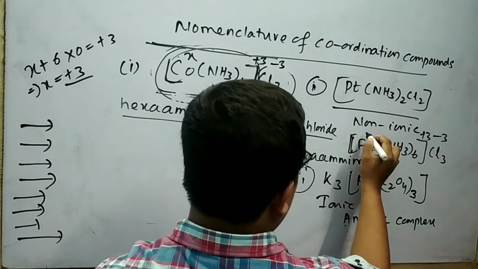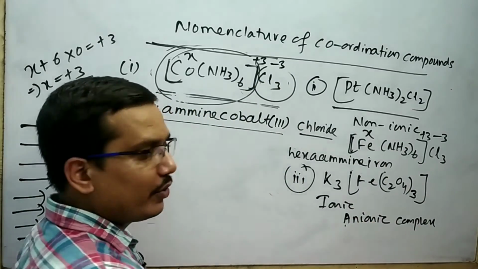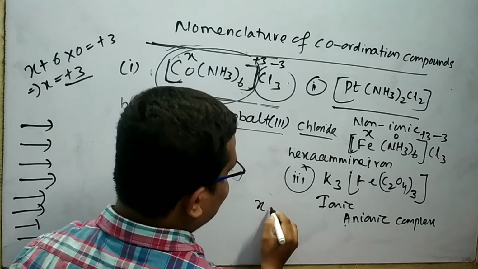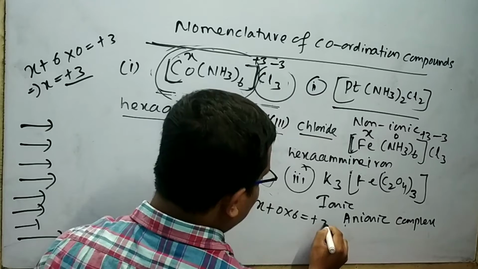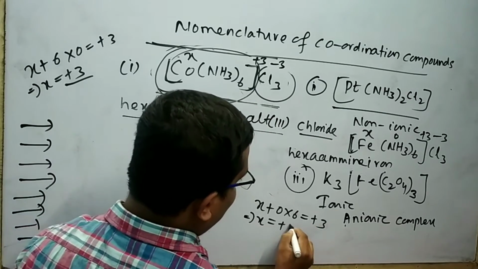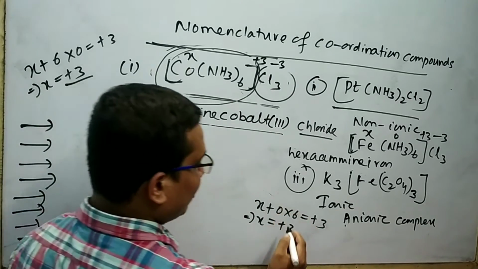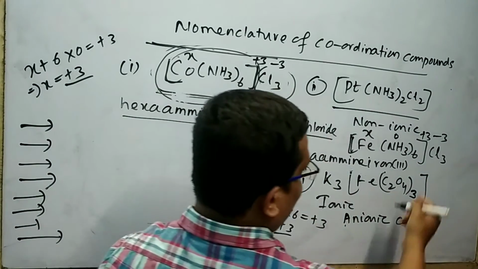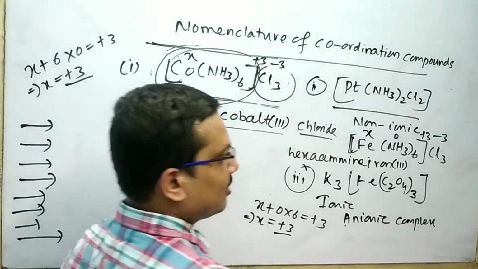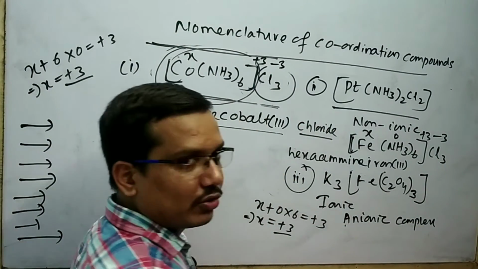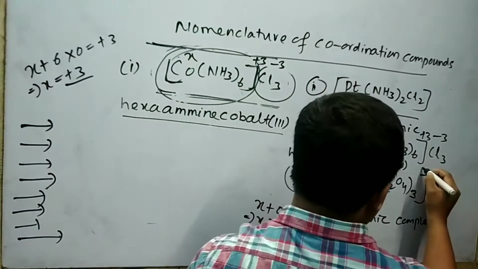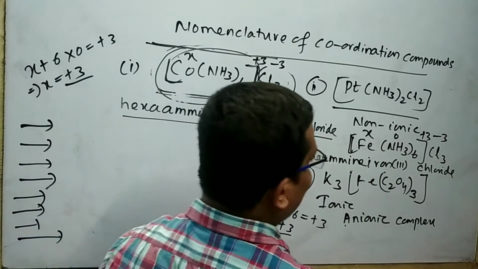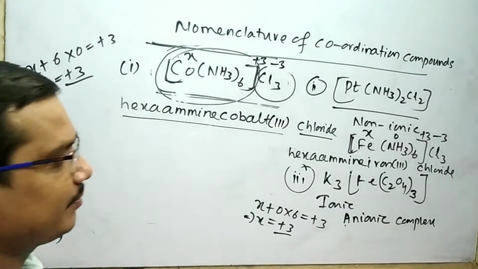Suppose the oxidation state of iron is X. We know that the oxidation state of NH3 is 0. So I can write X plus 0 into 6 equal to plus 3, where X is equal to plus 3. Since the oxidation number of iron is plus 3, it is bound to write III. Now Cl minus is present. This does not belong to the ligands, so I can write simply chloride. The name of this compound is hexaammineiron(III) chloride.